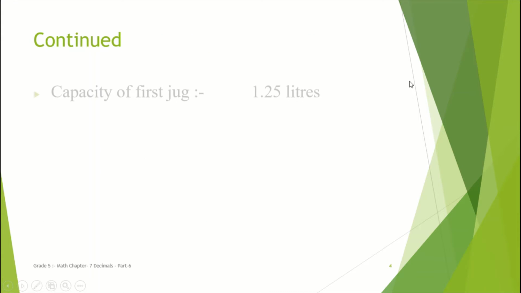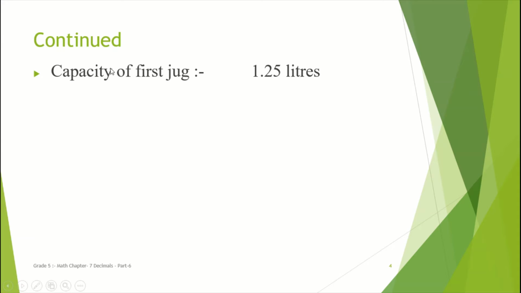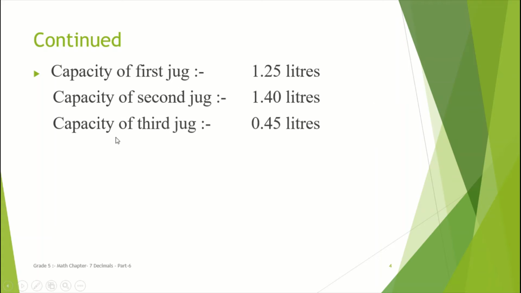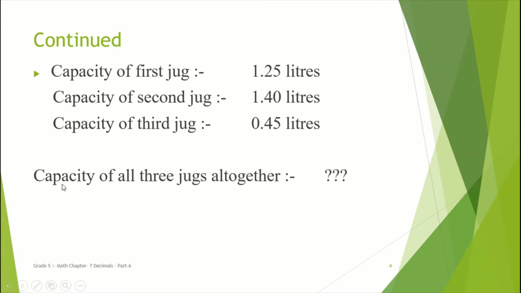Let's frame the statements first. The first statement is: capacity of first jug is 1.25 liters. The second statement is: capacity of second jug is 1.40 liters. And the third statement is: capacity of third jug is 0.45 liters. So scholars, this is all given in our story sum. Now we have to frame the statement that we have to find. What we need to find? We need to find the capacity of all 3 jugs all together, the holding capacity of all 3 jugs.